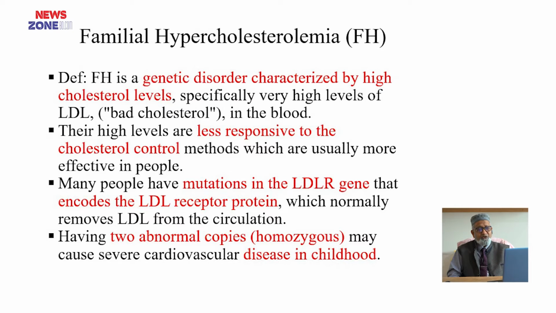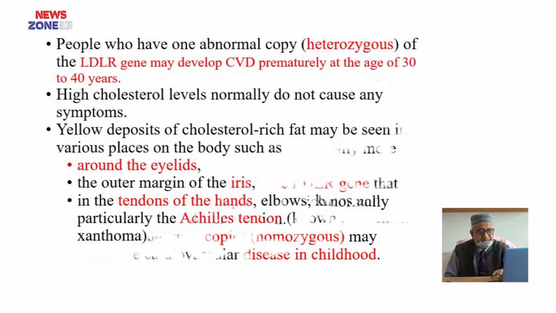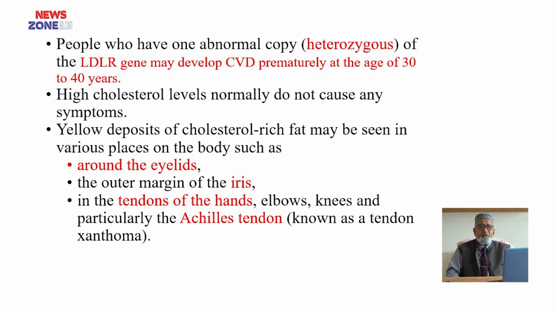So, what are the genetic defects? If the genetic defect is homozygous, that is, having two abnormal copies, it may cause severe cardiovascular disease even in children. People who have one abnormal copy, that means the heterozygous form of the Ldlr gene, may develop cardiovascular disease prematurely, that means less than 40 years.